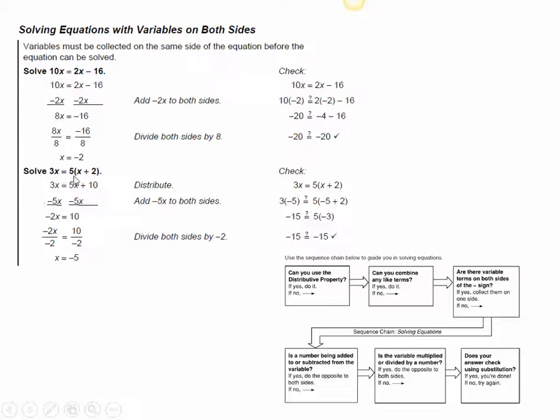On the second example, there is some distributive property, so we do that first. So we just rewrite the 3x, then we do the distributive property on the right side. 5 times x is 5x, 5 times 2 is 10. Now we go to the step that says, are there variable terms on both sides? If yes, collect them on the same side. So we have to do the opposite. If it's a positive 5x, which it is if there's no sign, we would subtract 5x from both sides. 3x minus 5x is negative 2x, and all that's left over here would be the 10. And then we just divide both sides by negative 2, and you're all done. This is the checking over here.